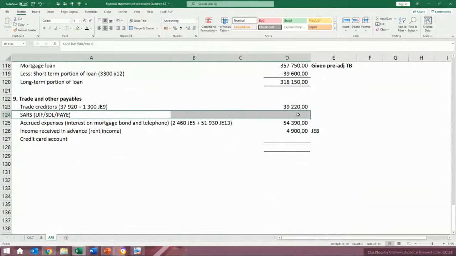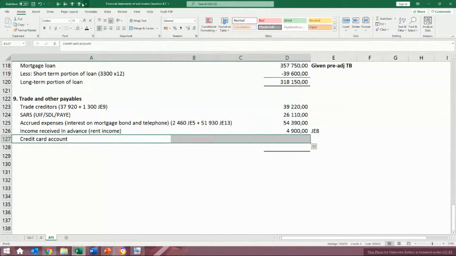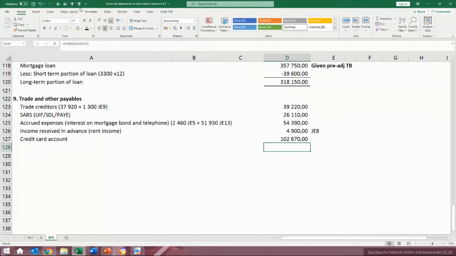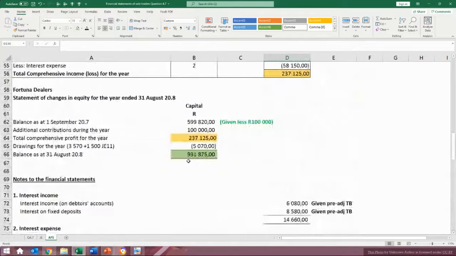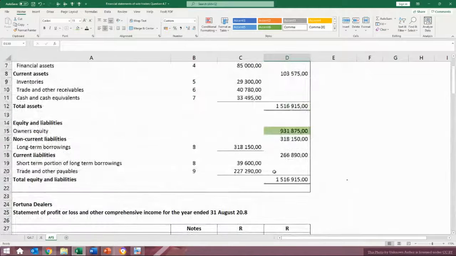The last outstanding stuff was the SARS account. We had to add that on there, and there was a credit card account that needed to be added to get to the balance of 227. Now, let's say you missed the SARS or the credit card amount. What would have happened is this would have been short, which means this balance would have been less than that. Then you know you've missed a few accounts. Then you need to go back to your trial balance and see which accounts you have not included.